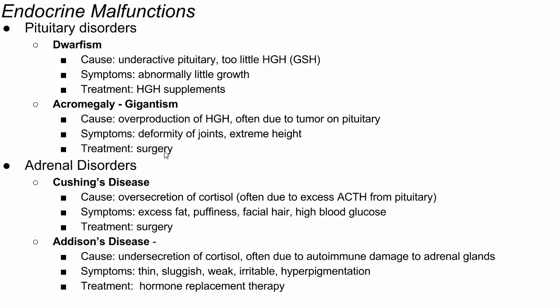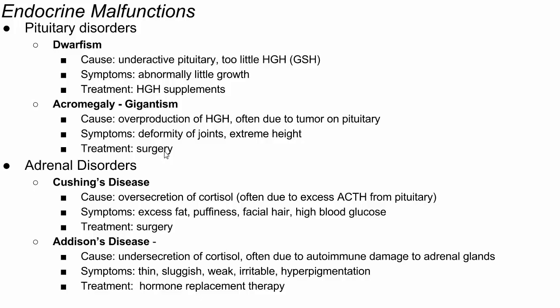When the excess human growth hormone happens in adulthood, after the growth plates have closed up, that leads to something called acromegaly, which leads to swelling of certain joints in the body where those bones have grown past the time when they should have. I'll show you a picture on the next slide.